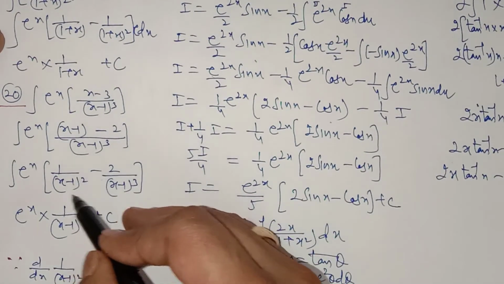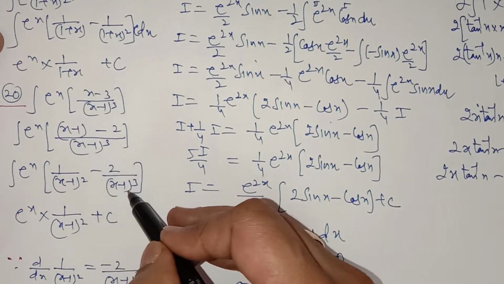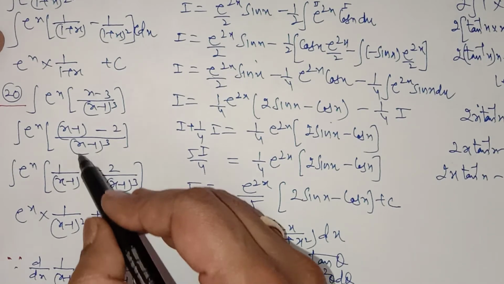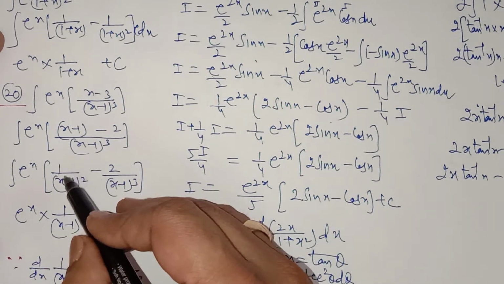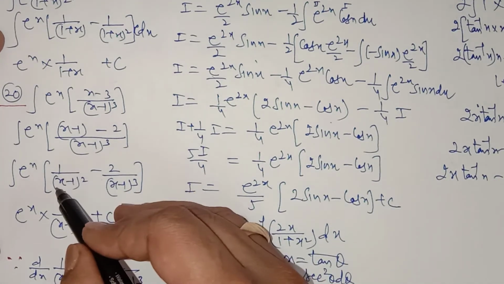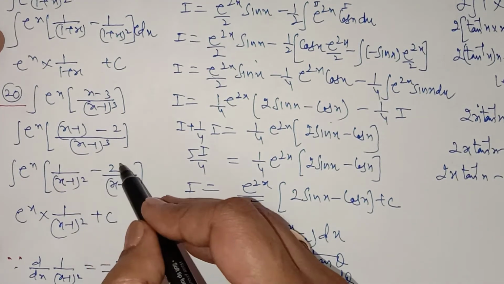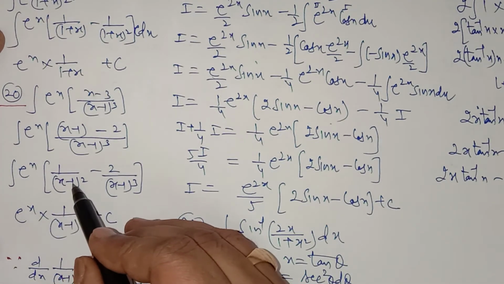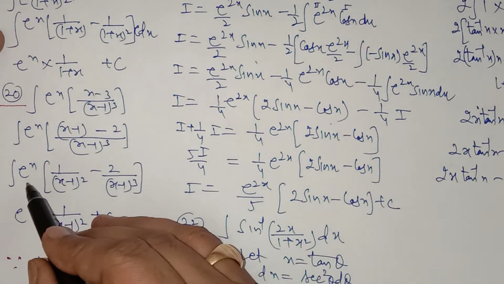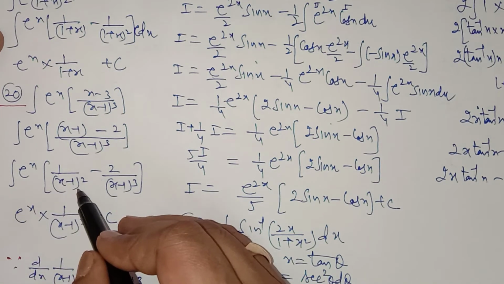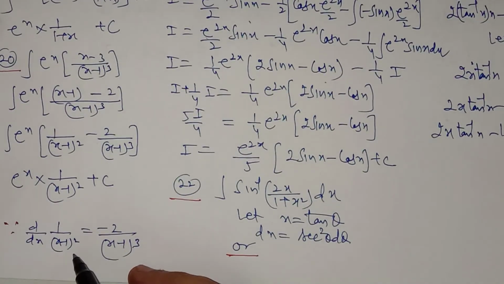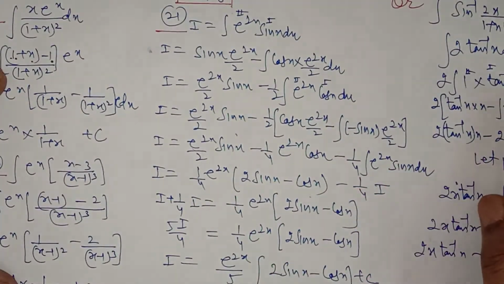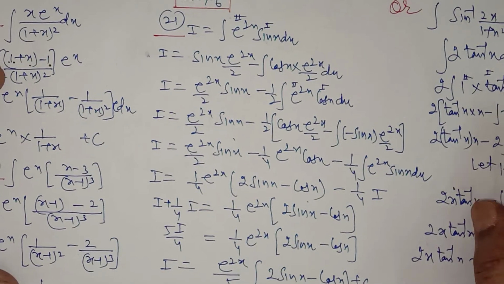And the derivative of 1 upon (x minus 1) whole square is equal to minus 2 upon (x minus 1) whole cube. If you don't know the derivative of 1 upon (x minus 1) whole square, you can find the derivative in the rough column. You will see that it will be minus 2 upon (x minus 1) whole cube. So it is the formula e to the power x times (f(x) plus f dash x), which is equal to e to the power x into 1 upon (x minus 1) whole square, because the derivative of 1 upon (x minus 1) whole square is equal to this. So these are questions based on the property of integration by parts.